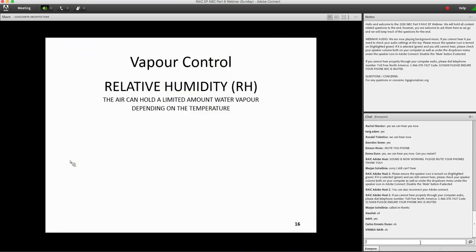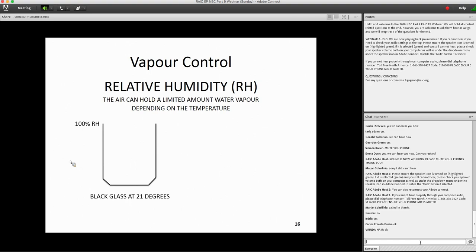So I'm going to take a little time to explain the concept of relative humidity. It's not extensively used in Part 9, but it's very important to understand other elements of Part 9, like vapor control and air control.